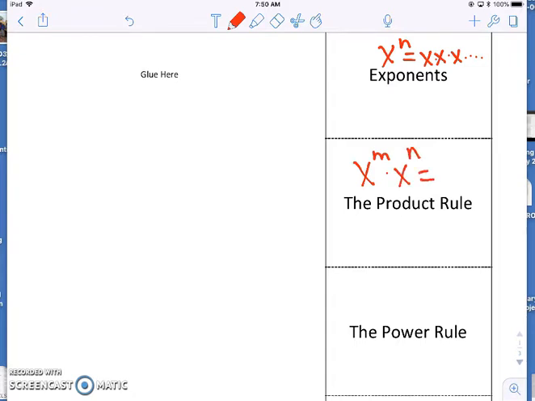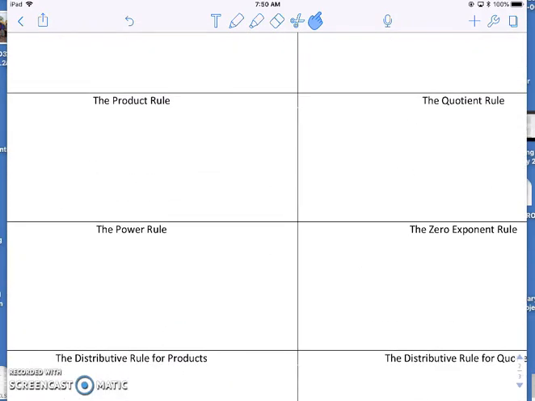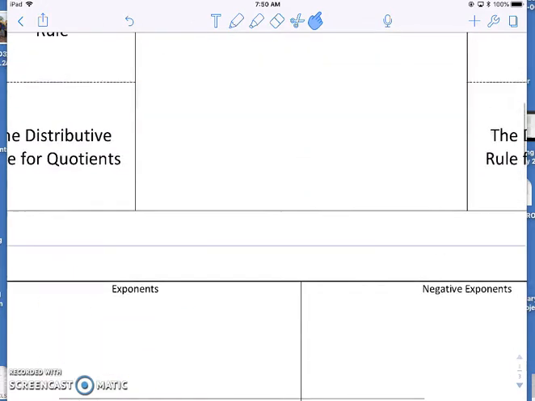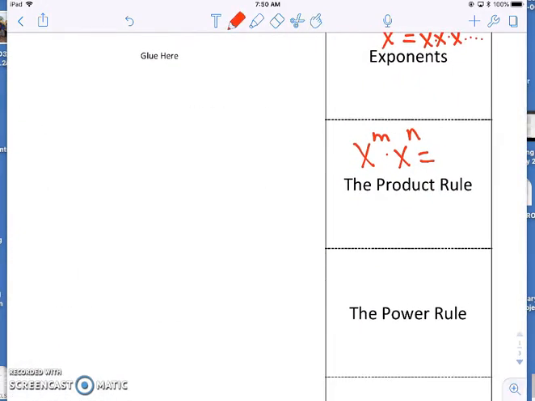And let's flip to the inside here, and let's see if we can remember what the product rule is. If we had x to the third times x to the fourth, that's x, x, x, x, x, x, x. So that's really x to the seventh. If we go back here, our rule for the product rule is we have to add those. So this is x to the m plus n.